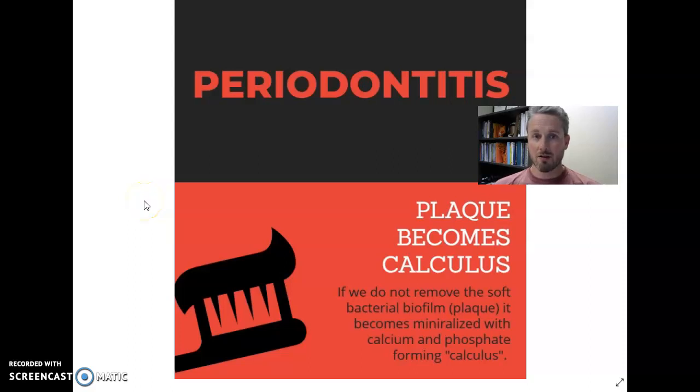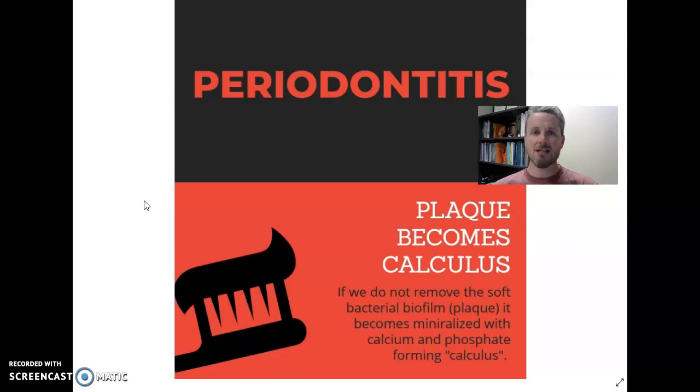All right, so I wanted to talk really quickly about periodontitis. So this is an oral infection leading to a disease that we know as periodontitis. And so I've included just a few main details in this infographic, and let's walk through those.